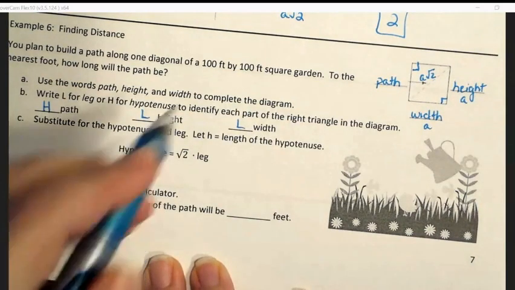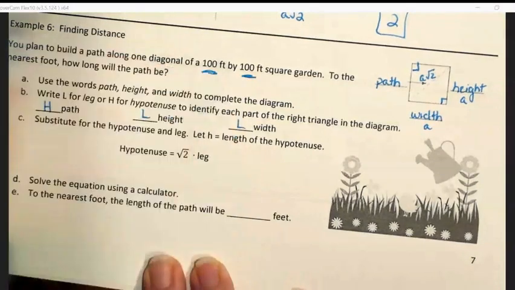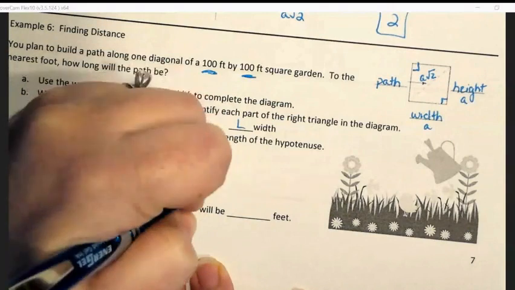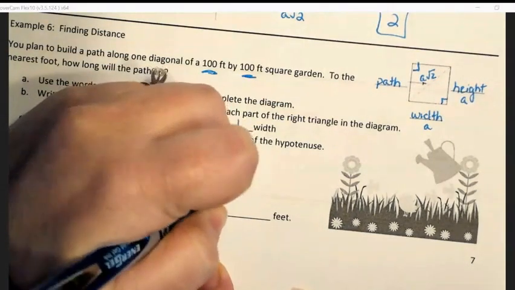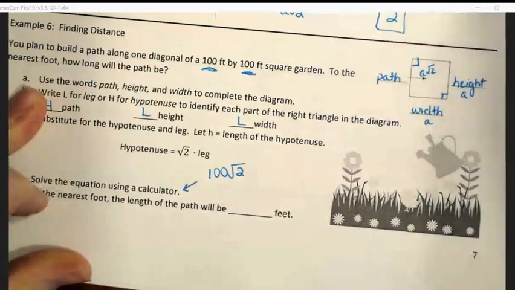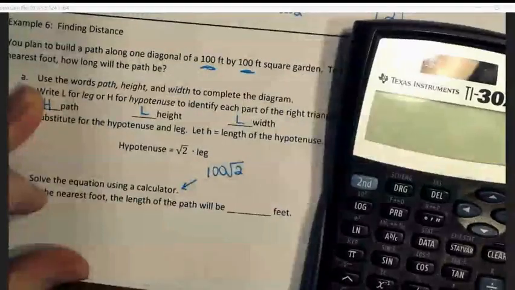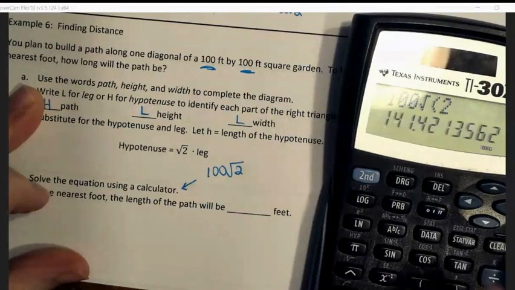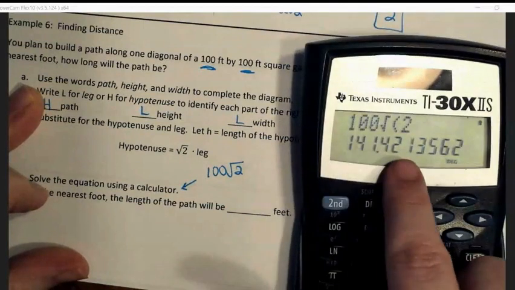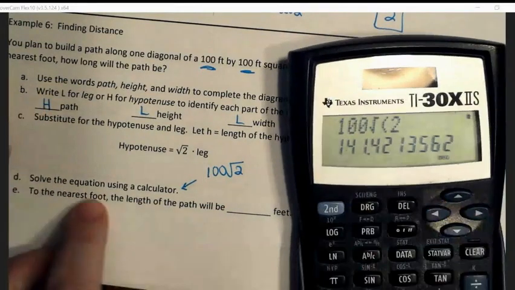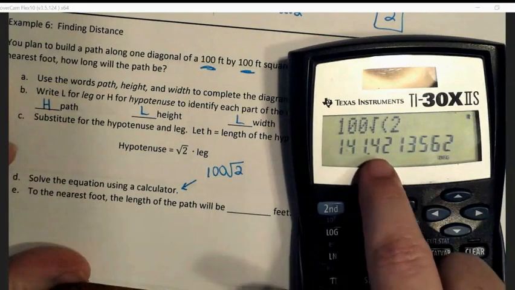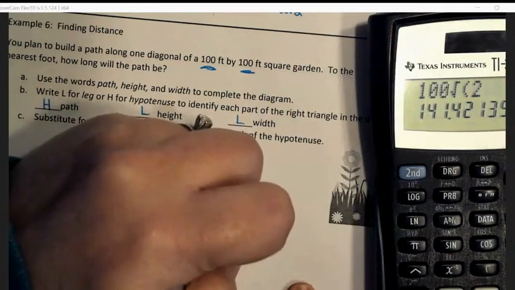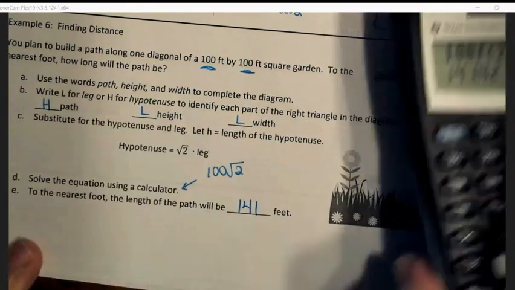So the legs are 100 feet long. So we want basically to figure out 100 times the square root of 2 will be the length of that diagonal. So 100 square root of 2 is 141.42. It says round to the nearest foot, so the number after the 1 is a 4. We would round down and get it's going to be about a 141-foot path.